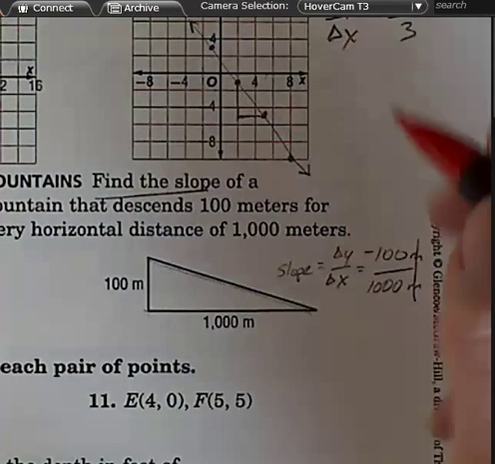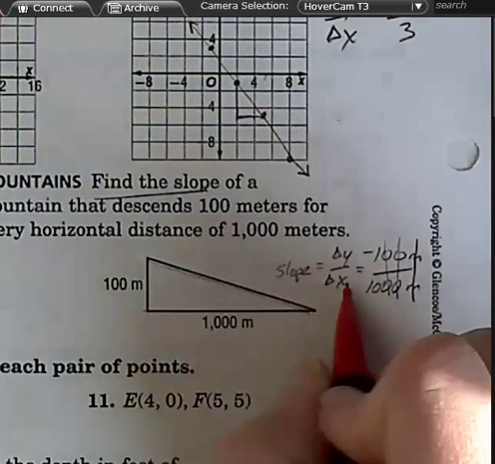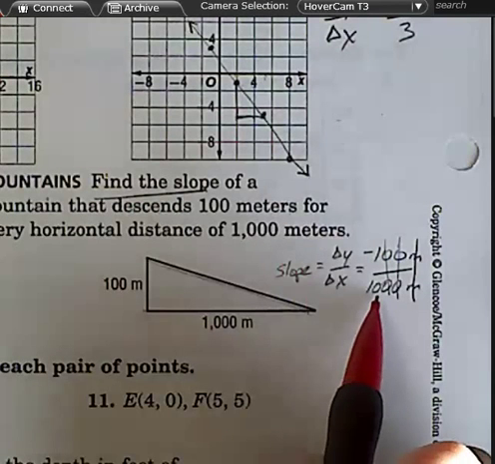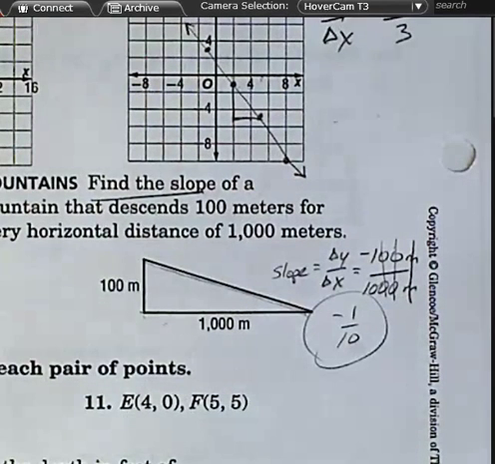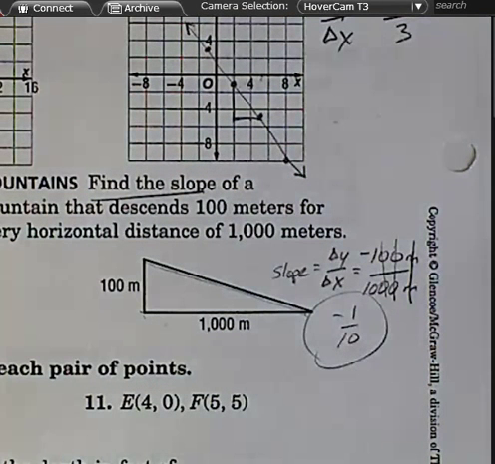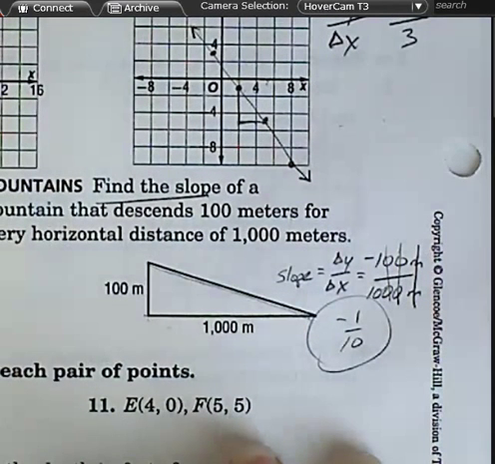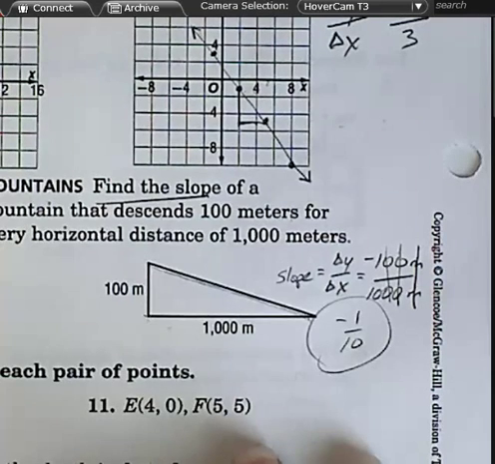Okay? Now, watch, I'm going to divide by 10, I'm going to divide by 10. What is the slope of this mountain? Negative 1. Negative 1, 10. Negative 1/10. Okay? And so, if they give you points, I always sketch that graph because then I can see if it's increasing or decreasing. No worries. Okay?